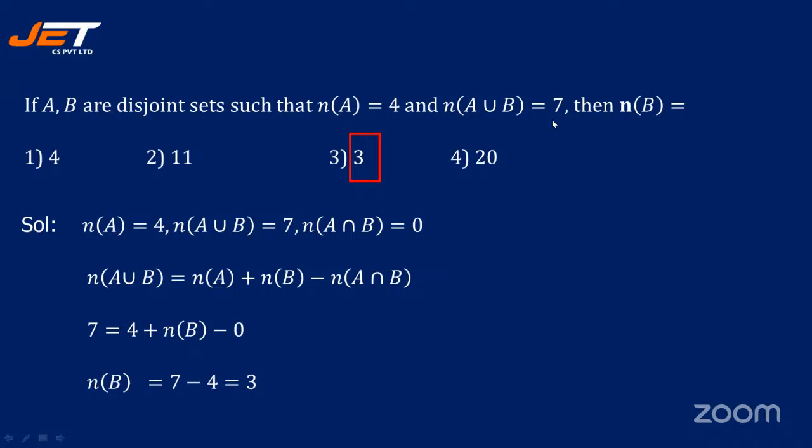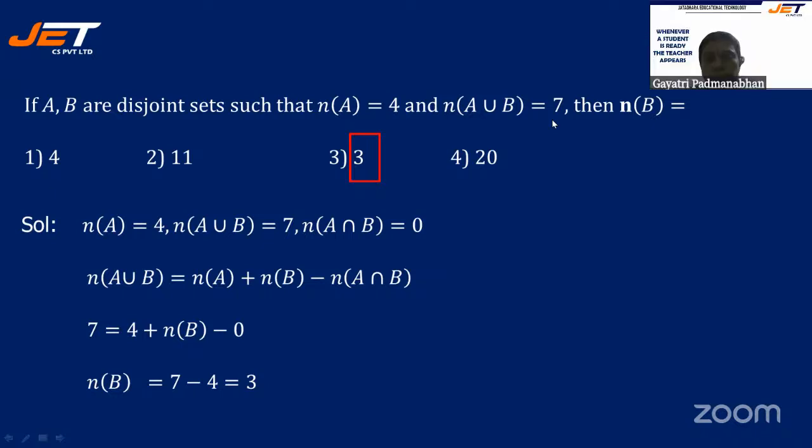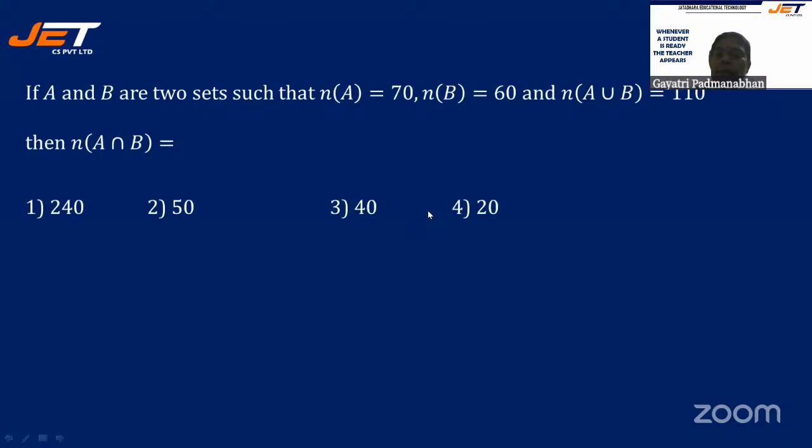All right, students, hope you have given the correct answer. Let's move on to the next question. If A and B are two sets such that n of A is 70, n of B is 60, n of A union B is 110, then what is n of A intersection B?